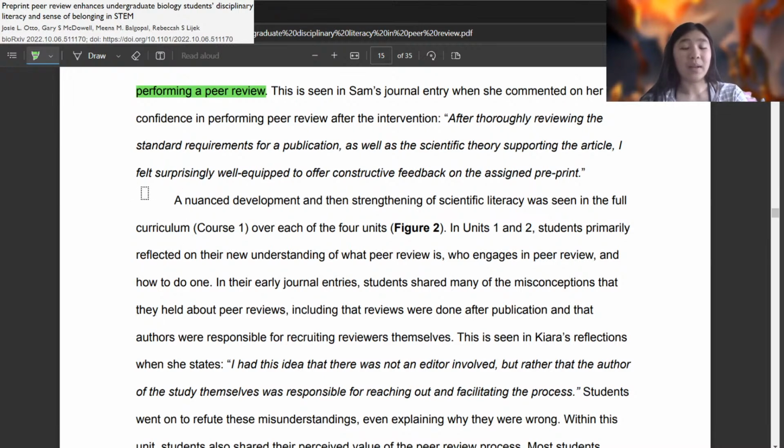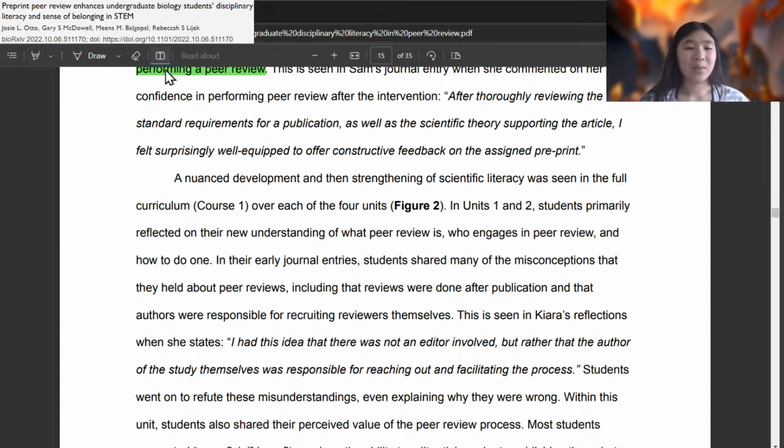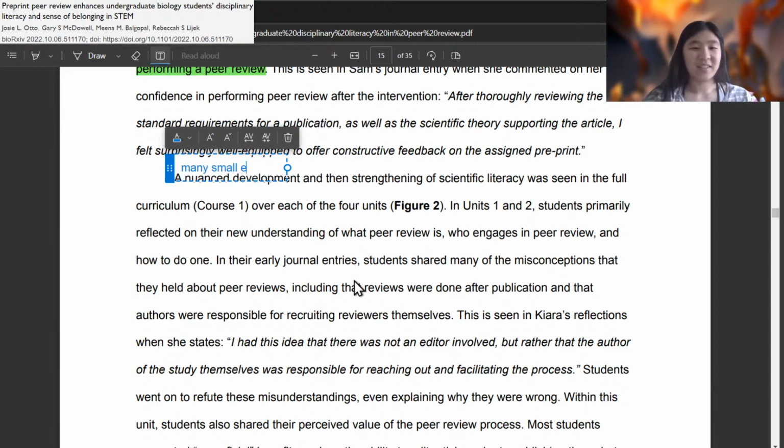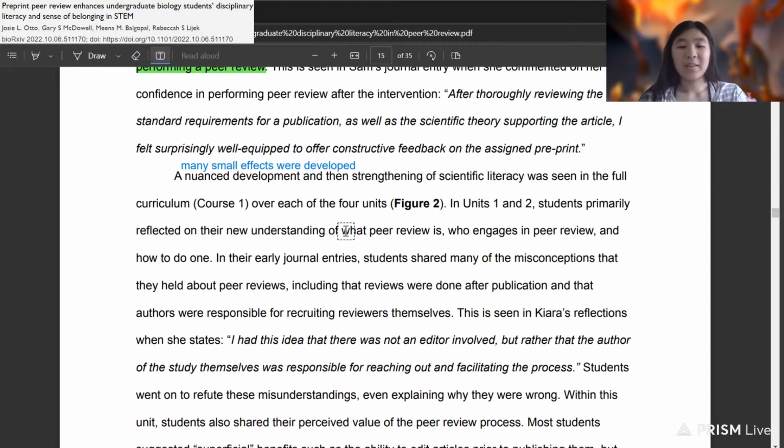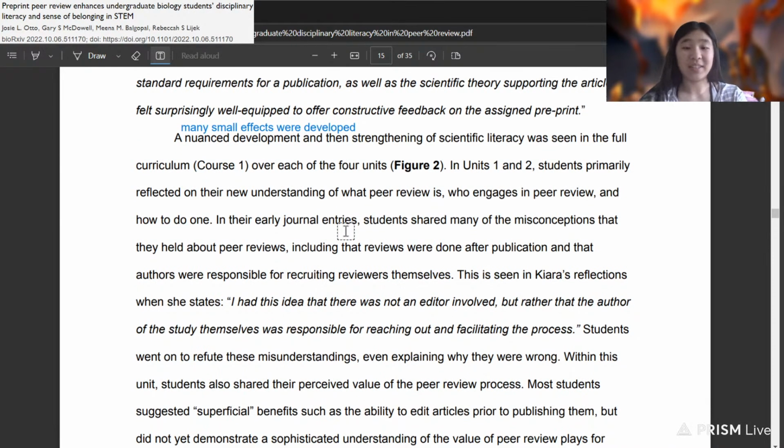So, a nuanced development and then strengthening of scientific literacy was seen in the full curriculum over each of the 4 units. Nuanced development would just be like many small effects were developed, then strengthened. So in units 1 and 2, students primarily reflected on their new understanding of what peer review is, who engages in peer review, and how to do one.